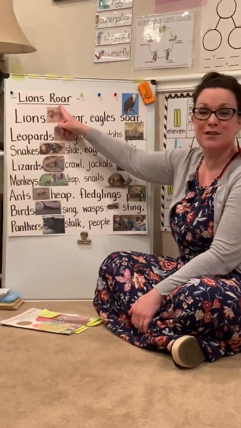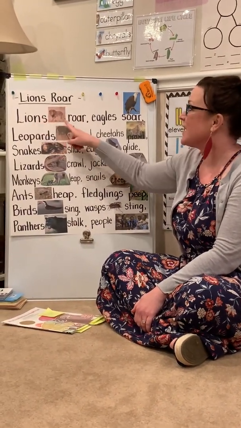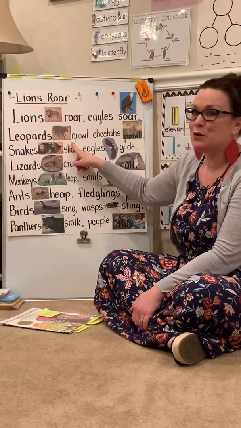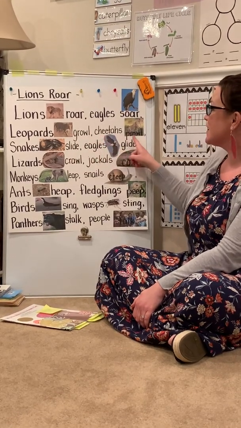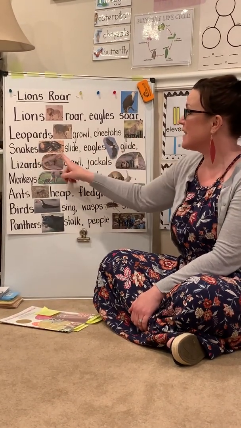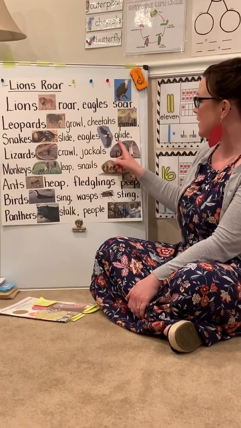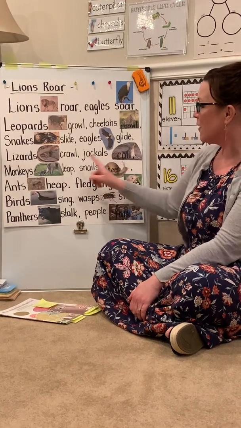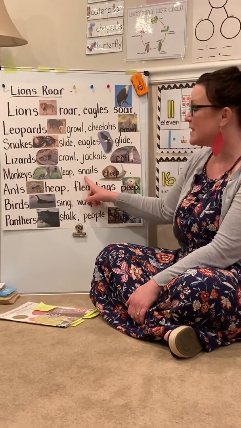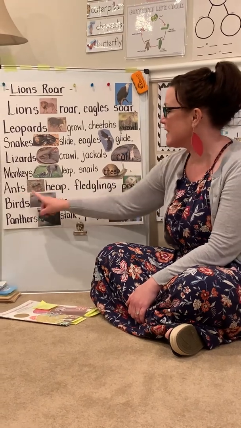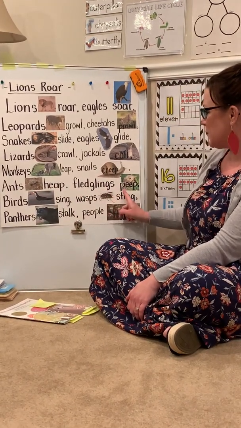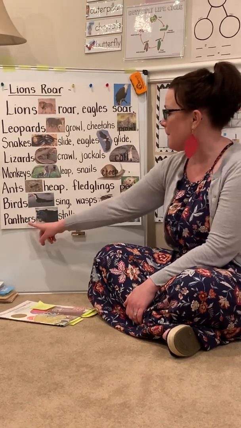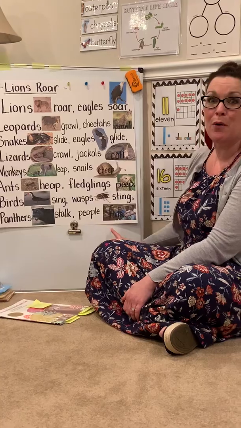It's called Lions Roar. Lions roar, eagles soar, leopards growl, cheetahs prowl, snakes slide, eagles glide, lizards crawl, jackals call, monkeys leap, snails creep, ants heap, fledglings peep, birds sing, wasps sting, panthers stalk, people talk.